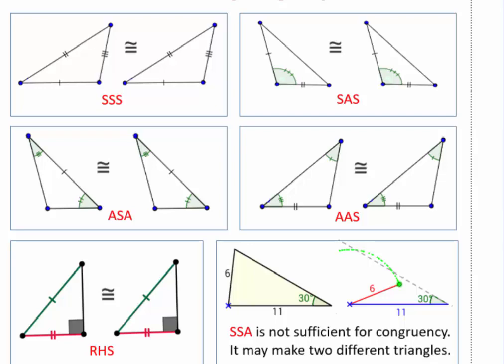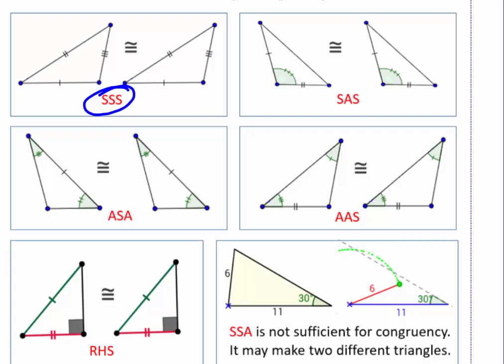All right, we're just going to talk about triangle congruence here. There's 5 different rules here. 4 of them deal with any triangle, and 1 of them only deals with right triangles. So I'm going to go through these real quick, give you a couple of examples, and we'll move on from there. So, first rule, up in the upper left-hand corner, is SSS, which stands for side, side, side.